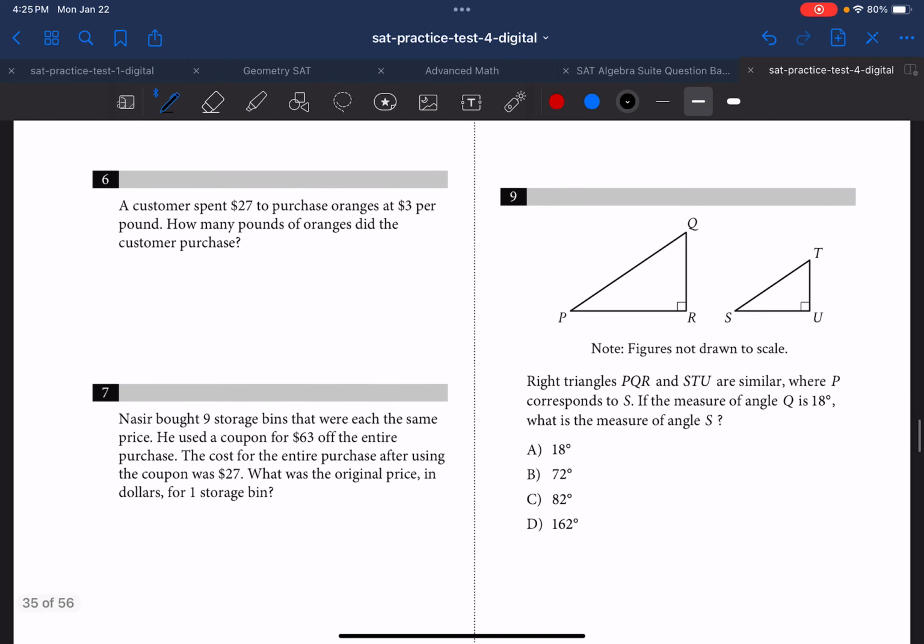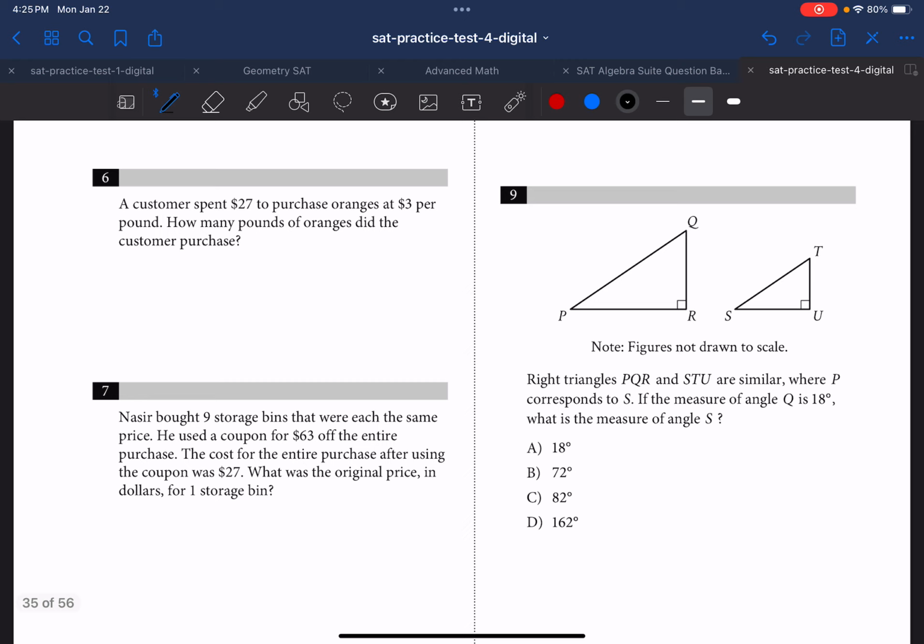Number 6. A customer spent $27 to purchase oranges at $3 per pound. How many pounds of oranges did the customer purchase? So this is simple division. So 9 pounds.